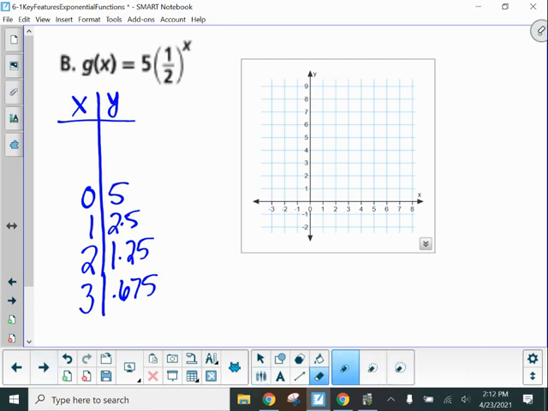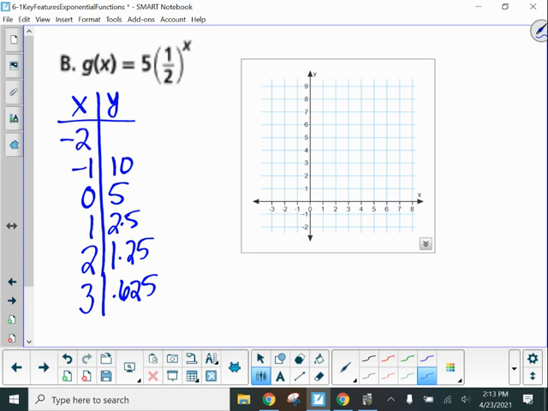0.625, not 75. That sounds a little bit better. And if you plug in 4, 5, and 6, and 7, you'll see that that number gets smaller and smaller and smaller. Now, if we go the other way, if we plug in -1, 1/2 to the -1 power, that's going to flip your fraction and turn that into a 2. So you get 5 times 2, which is 10.